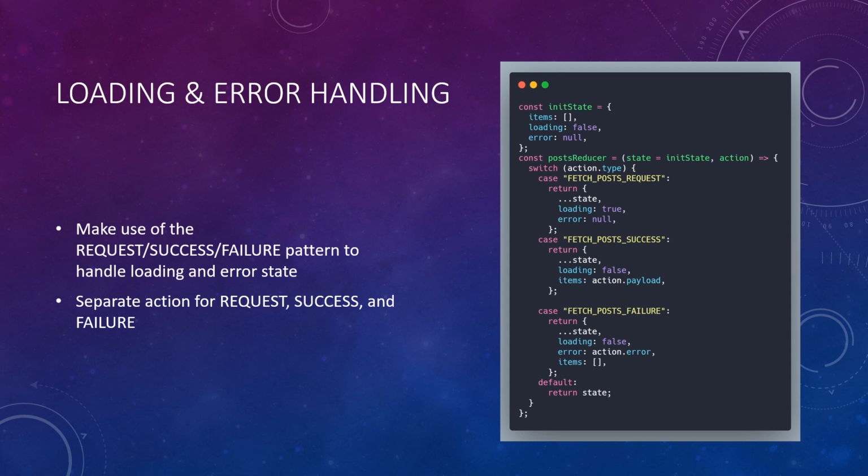And if you look at the init state, you're going to see that our state is a little more complex. It's no longer just an array. Instead, we have three properties. We have items, and that's going to be the array of posts. So that's just kind of like a generic name. I could have called it posts, but by calling it items, we can reuse this state across different parts of our application. Then we have a loading property.